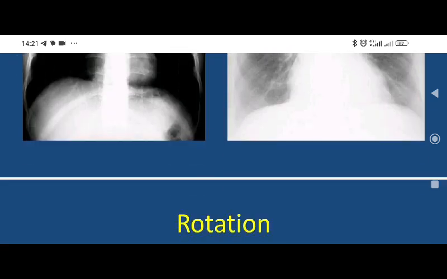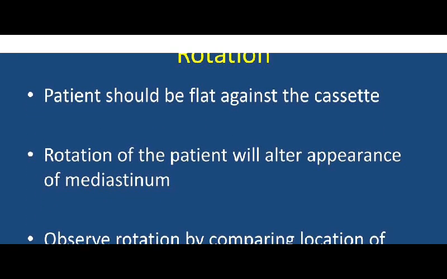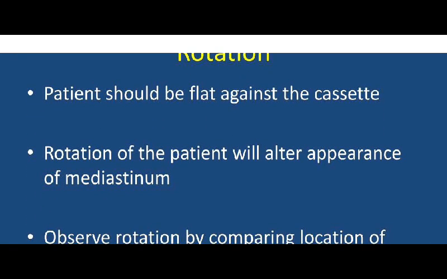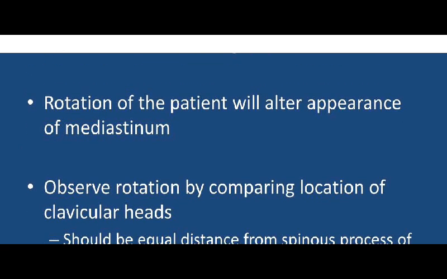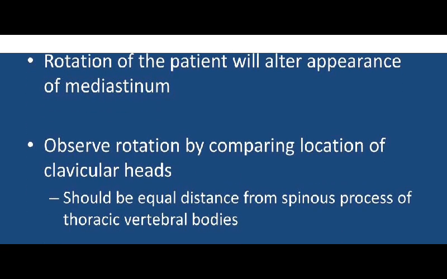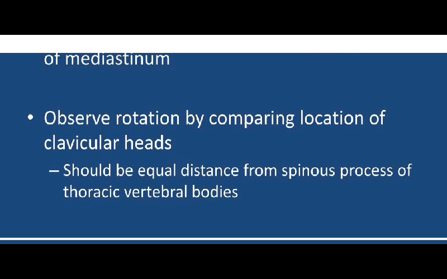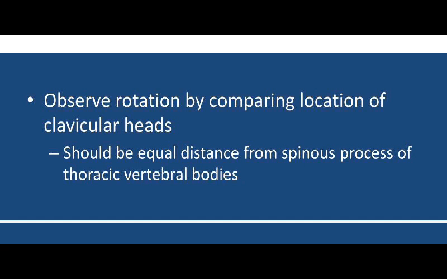Do you understand? Now rotation: the patient should be flat against the cassette. Rotation of the patient will alter the appearance of the manubrium or sternum. Observe rotation by comparing the location of the clavicular heads. As I told you, the sternoclavicular joints should be an equal distance from the spinous process of the thoracic vertebrae. That is, the two clavicles should be of equal distance from the spinous process of the thoracic vertebrae.